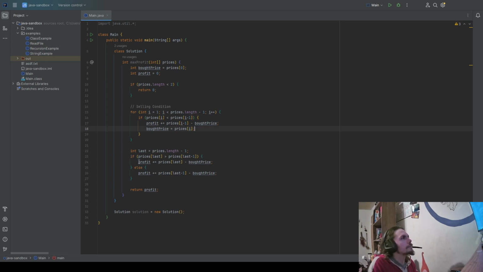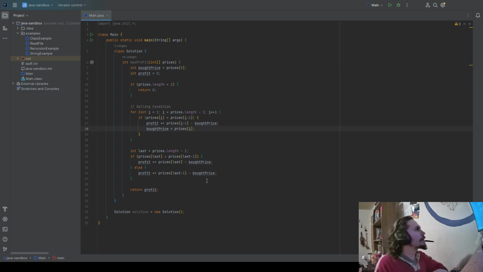so then if the last price is greater than the last price before that, so we're going to stop before the last index. That's important because we have a special condition if we should sell the day before the last day or the day of the last day, because before it would just continue, and obviously you want to sell on the last day, otherwise you're just holding on to stock that has profit.